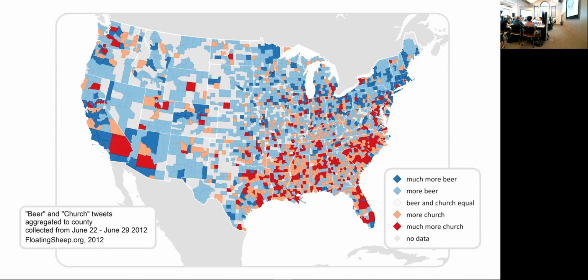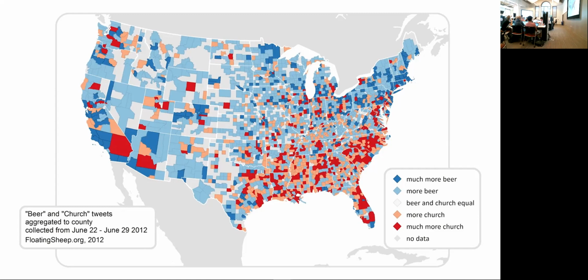So if we look at this map, for example, this map is showing tweets that just use the words beer or church between June 22nd and June 29th. And if we thought that there was some sort of correlation between these types of things, what would this map say? What are you seeing on this map, or what kind of patterns are you seeing here?